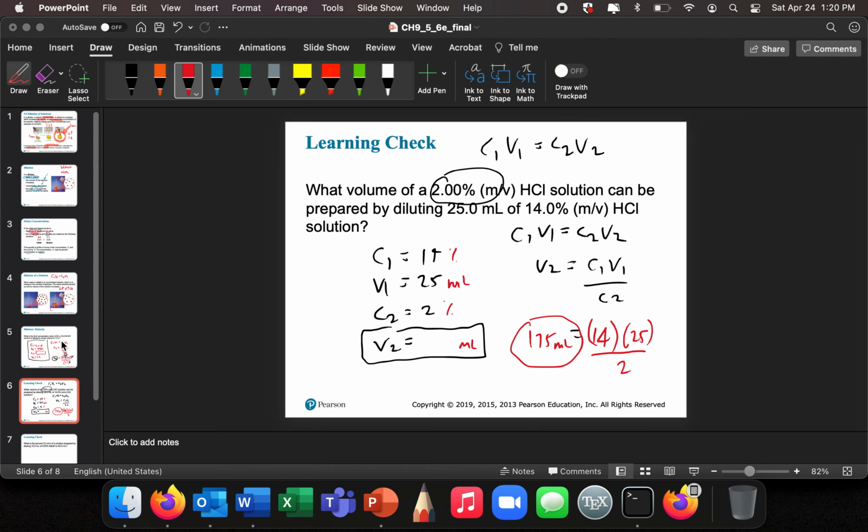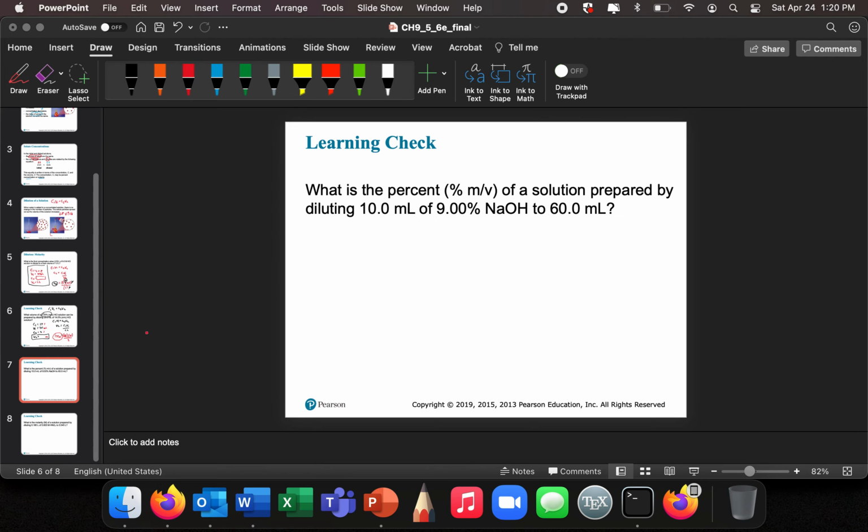Okay, please pause. Let's do another one. We're going to do 2 more. Pause the video and do your own work, and then come back and compare your work against mine. Okay, I'm going to suppose you paused it. Remember, C1V1 is equal to C2V2, right? What is the percent of a solution prepared by diluting? C1 is equal to, V1 is equal to, C2 is equal to, V2 is equal to, right?